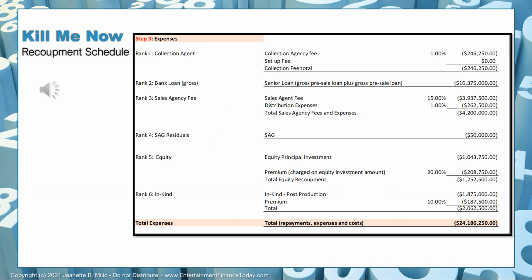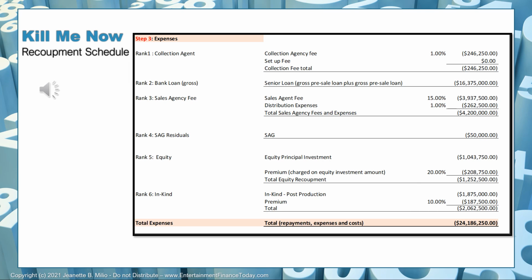We have 1% that is due to the collection agent. 1% of 24,625,000 is 246,250. Then we have the senior loan that we have to pay back, including the interest and the loan fee. That was 16,375,000. Our sales agent is charging us 15% and 1%. 15% sales fee, 1% distribution expenses. So altogether, we're paying them 4,200,000. Then we have to pay the SAC residuals for $50,000. We're paying the equity back from 1,043,750 plus the premium. So altogether, we're paying 1,252,500 to the equity investor.